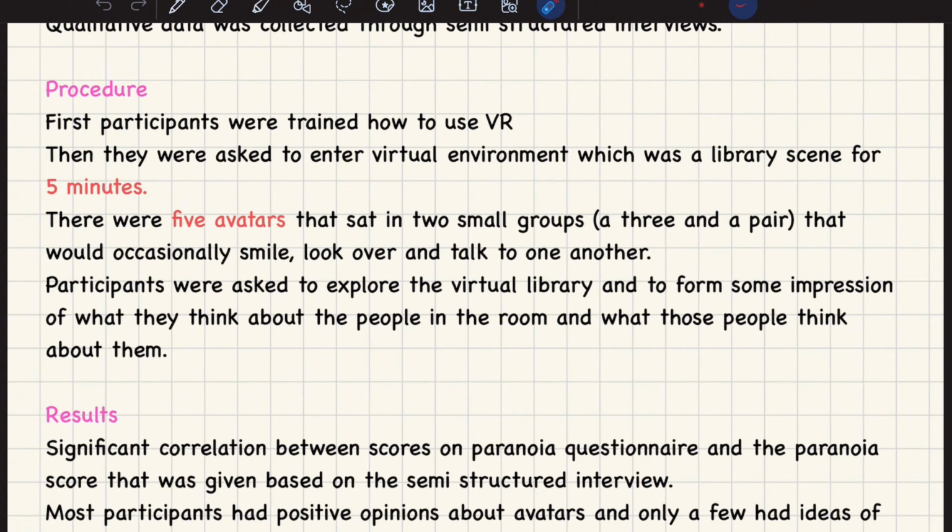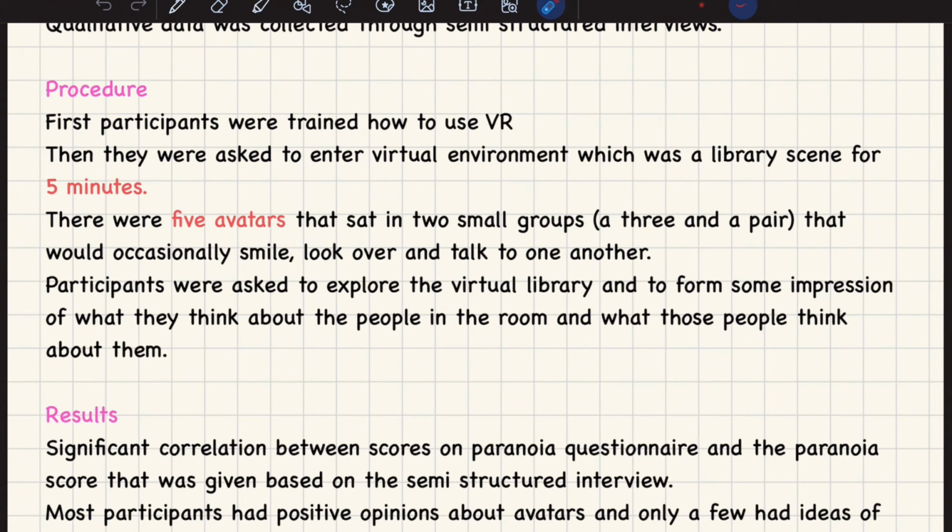And in that library scene, there were 5 avatars. One sitting in a group of 3 and one sitting in a group of 2. So they sat in 2 small groups, a group of 3 and a pair. And they would occasionally smile at the participant that entered that virtual environment. They would smile at them or look over at them or talk to one another.